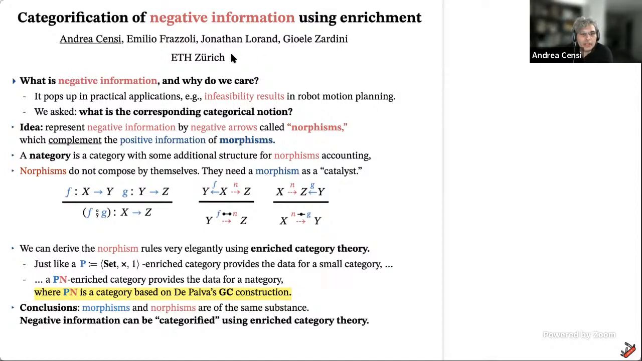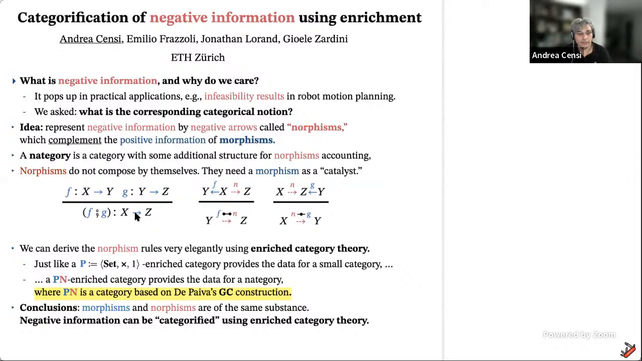I will talk about negative information, and I will motivate it from a practical application, robot motion planning, where this shows up all the time in our applications. The question is, how can we treat it categorically? We propose a formalization in which, in parallel to morphisms, which represent in our mind positive information, we also have negative arrows that we call norphisms. We define a nategory as a category that has also these norphisms and the accounting necessary. We will see how these norphisms compose.